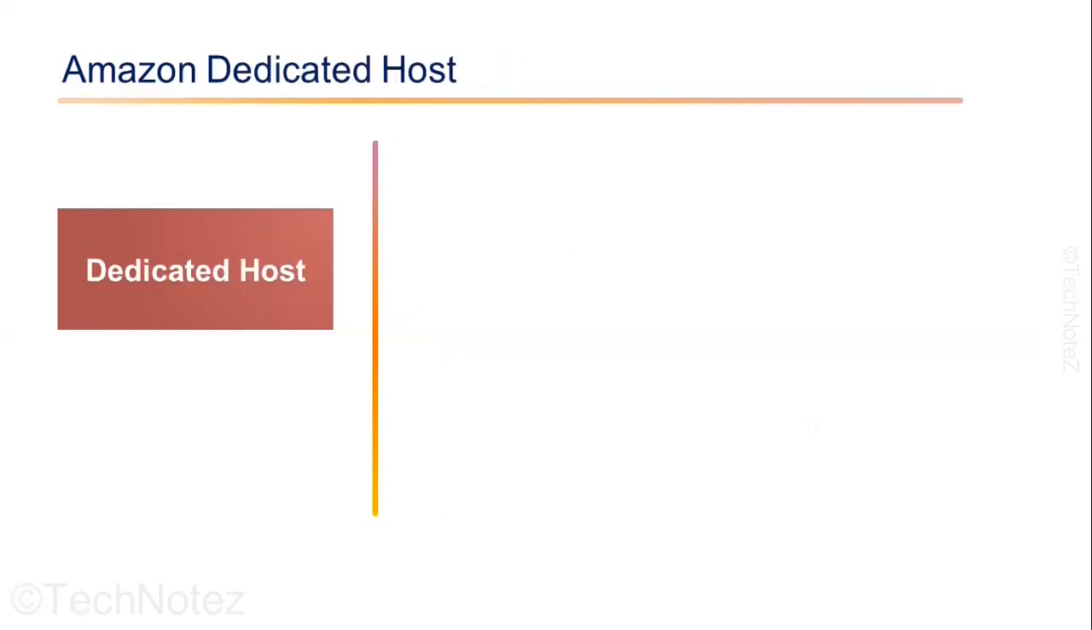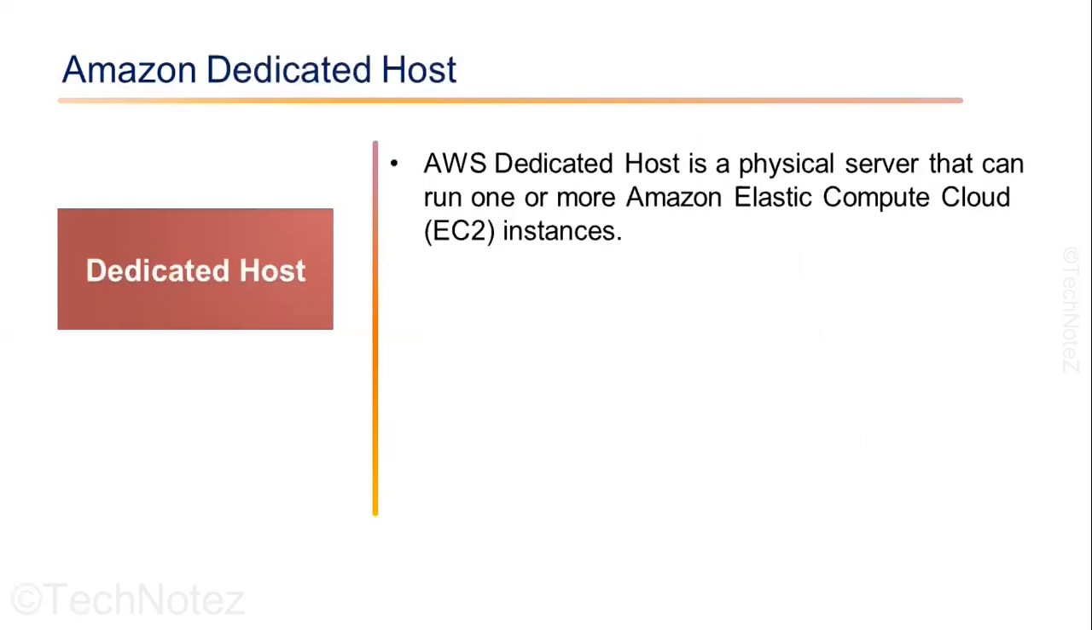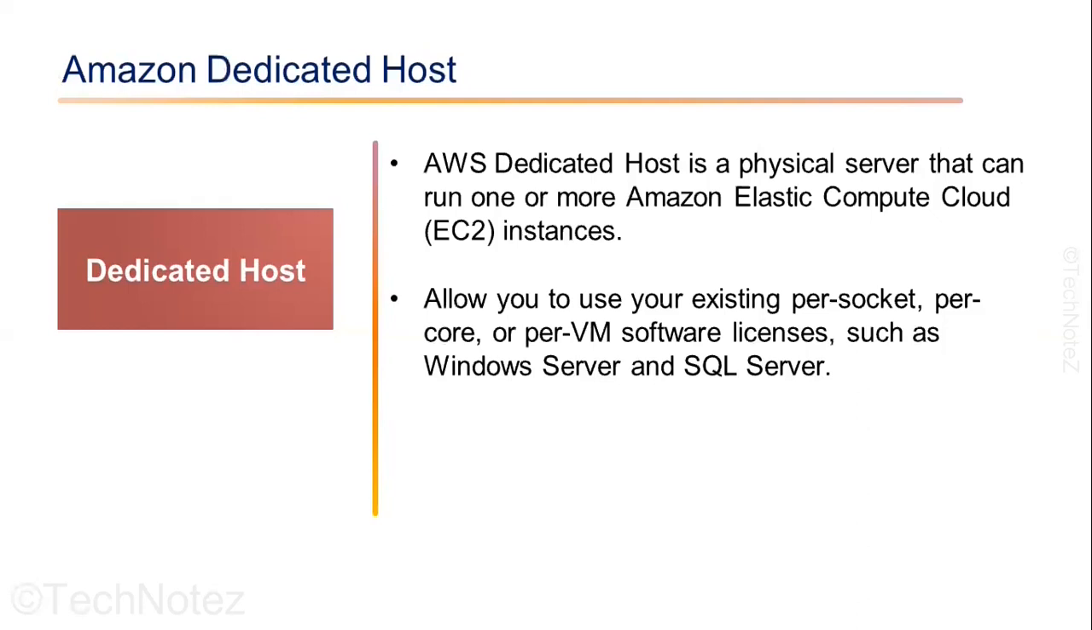Next, we have the dedicated host option, and this gives you a dedicated physical server in the data center. Now, this is the most expensive option. AWS dedicated host is a physical server with one or more EC2 instances running on it. Dedicated hosts allow you to use your existing per socket, per core, or per VM software licenses, including Windows Server and SQL Server, and can also help you meet the compliance requirement.